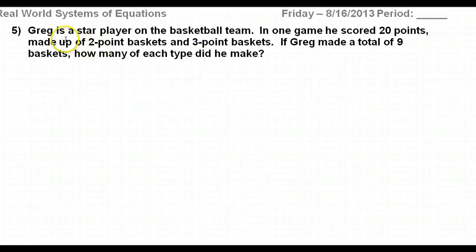Okay, Greg is a star player on the basketball team. In one game, he scored 20 points, made up of 2-point baskets and 3-point baskets. If Greg made a total of 9 baskets, how many of each type did he make? That last sentence tells you what your variables need to be. How many of each type did he make? We had 2-point baskets and 3-point baskets.